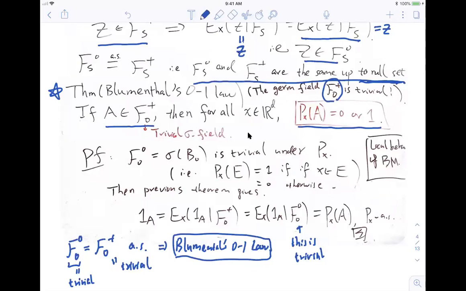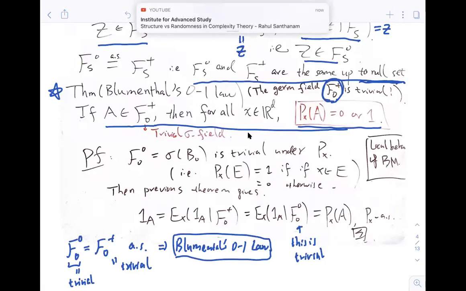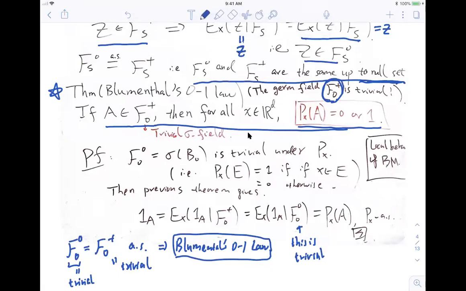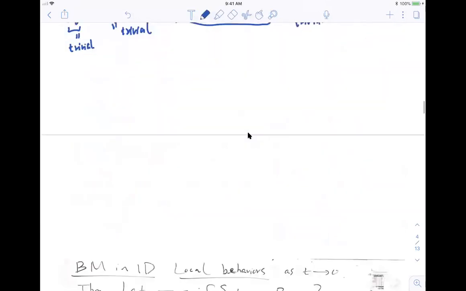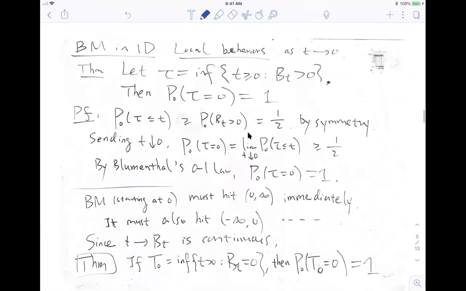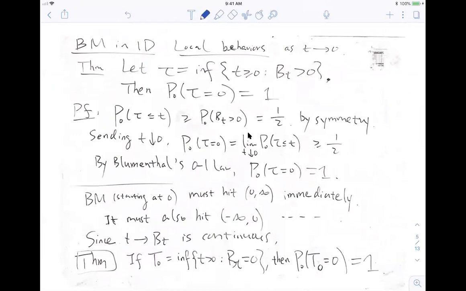So this is the theorem. It basically says F0 plus is trivial. The proof is exactly the same as before, just two lines. I won't prove this, but I want to give you an application. So using the Markov property and basic observations like Blumenthal's 0-1 law, for instance, we can study the local behavior and the time behavior of Brownian motion.